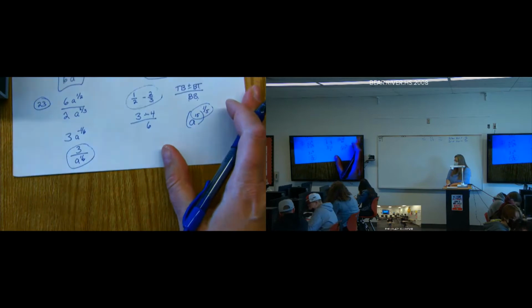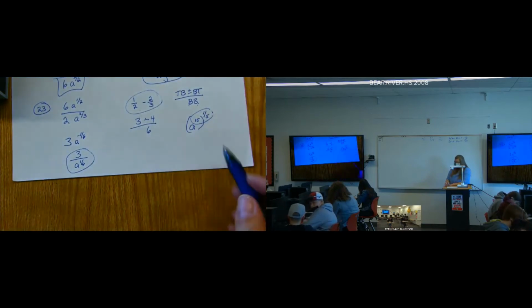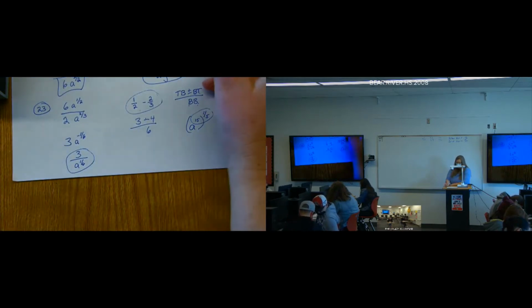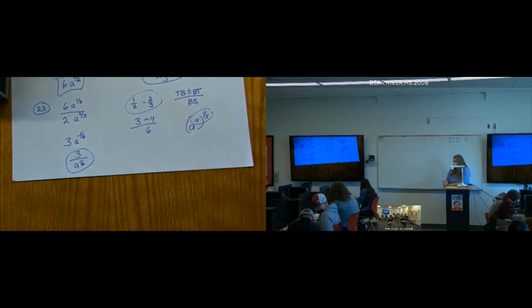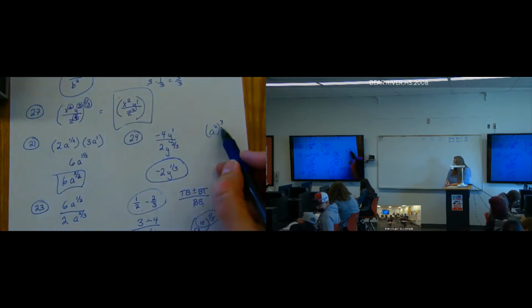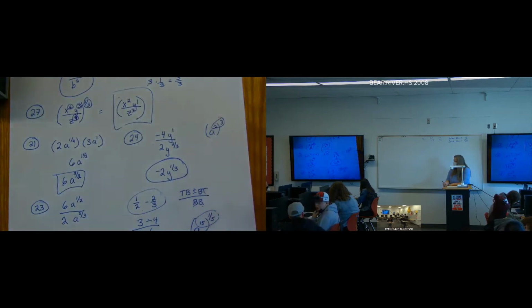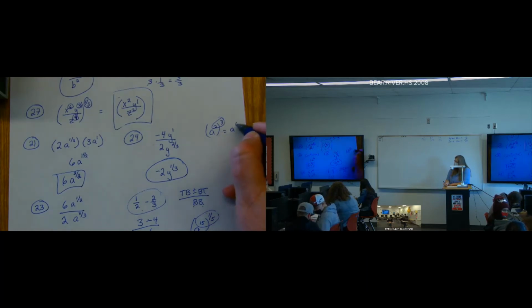Am I bringing it down the right way? Okay. If I had a squared to the 3rd, what would you do? You would times these and get what? A to the 6th, right?